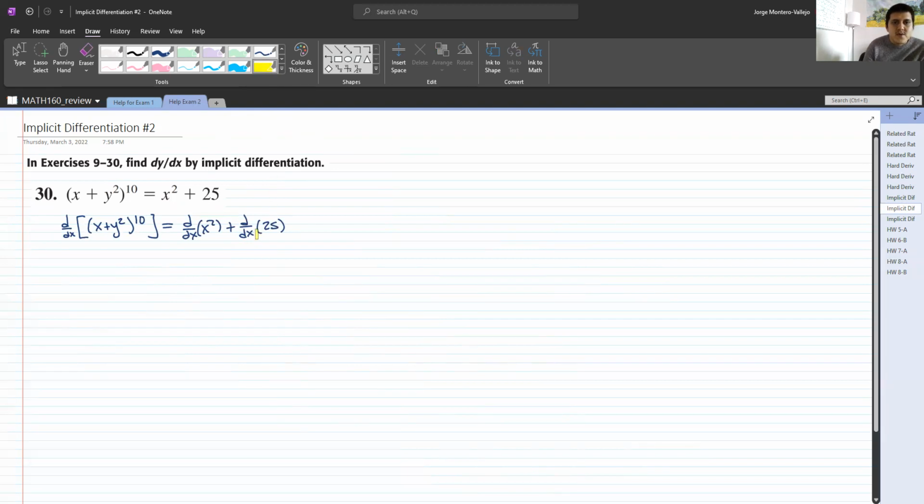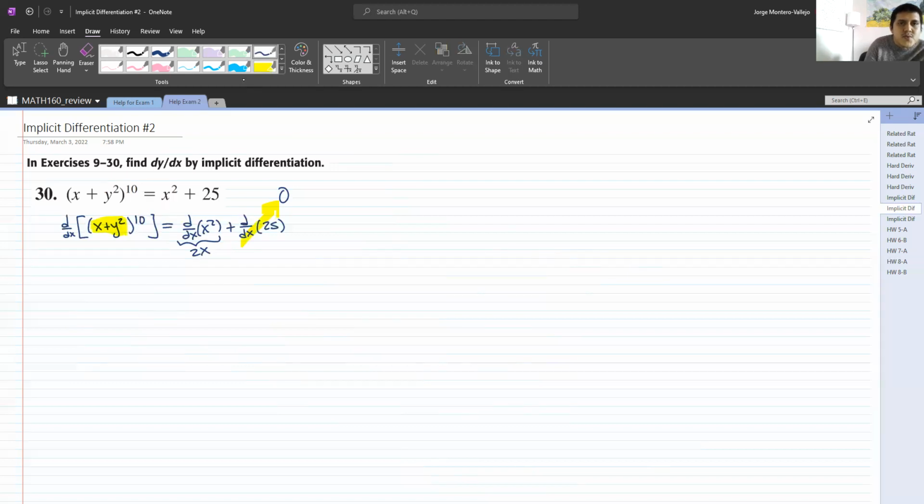Okay, so as before, this goes to 0, right? This thing over here we are familiar with already. That's 2x, the derivative of x squared. Now this is the complicated part, right? Okay, so (x plus y squared) raised to the 10th power. You want to see that as a function raised to a power. So you want to do the general power rule on that.